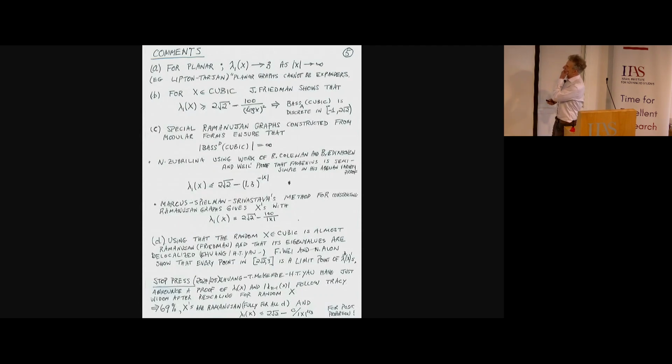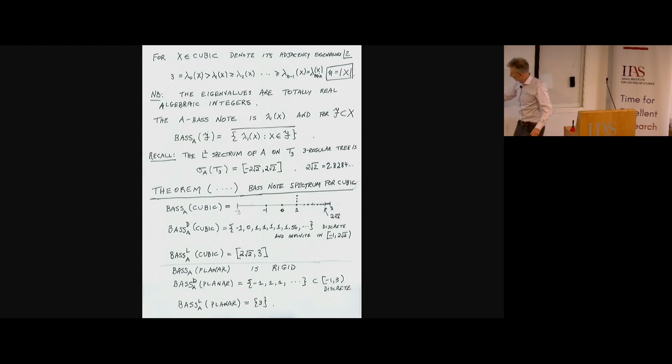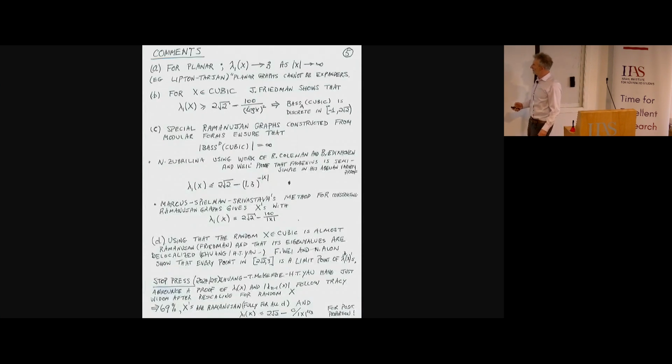So for planar, if I looked at the base note on planar, we rigidify. So Gil asked, many people are only interested in planar graphs. You can't make a gap with planar, you can't make expanders. This is very well known, and a very concrete way of saying that is a lovely theorem of Tarjan and Lipton very early on about the cut set in a planar graph, which shows you that lambda 1 must go to 3 if the size of the 3-regular graph goes to infinity. So there's no gap at the top if you restrict to planar.